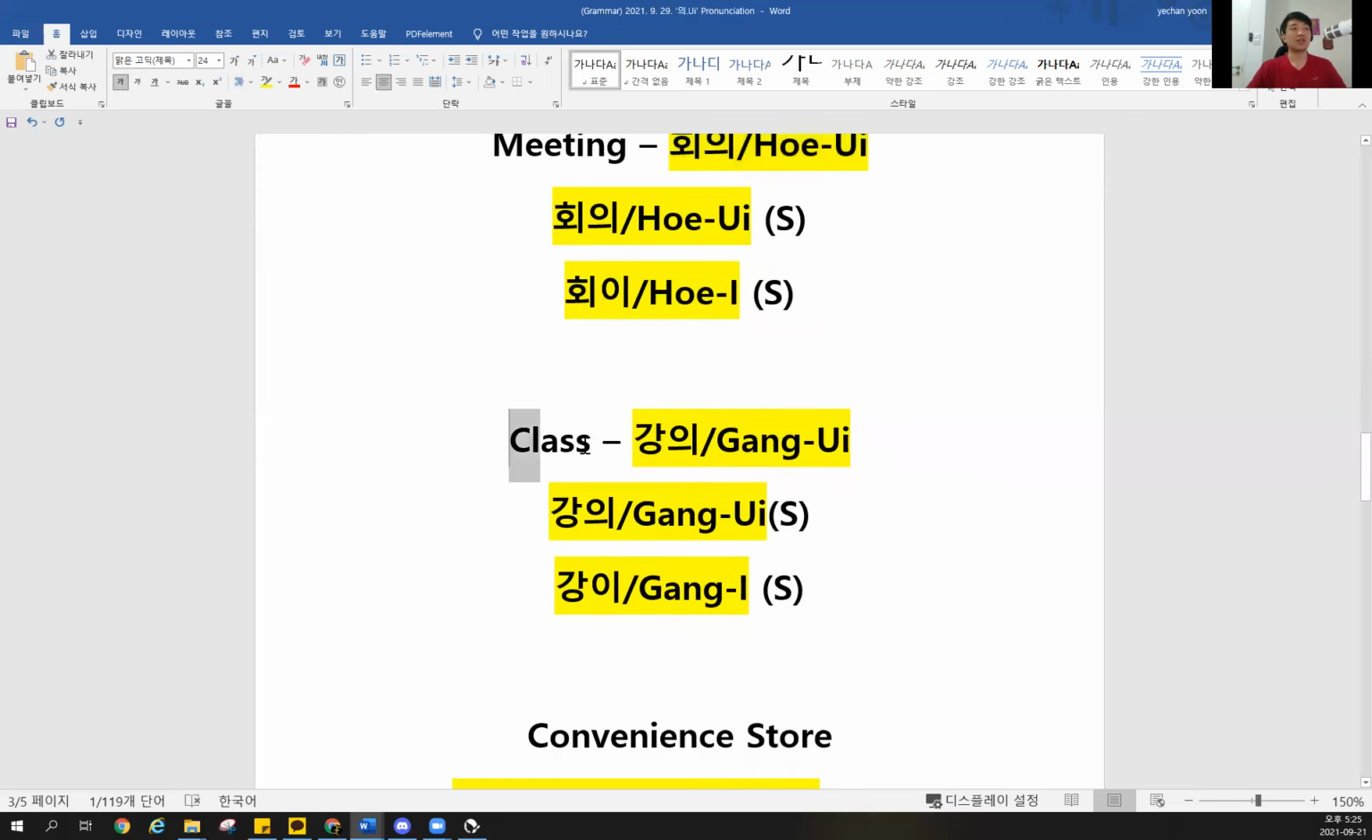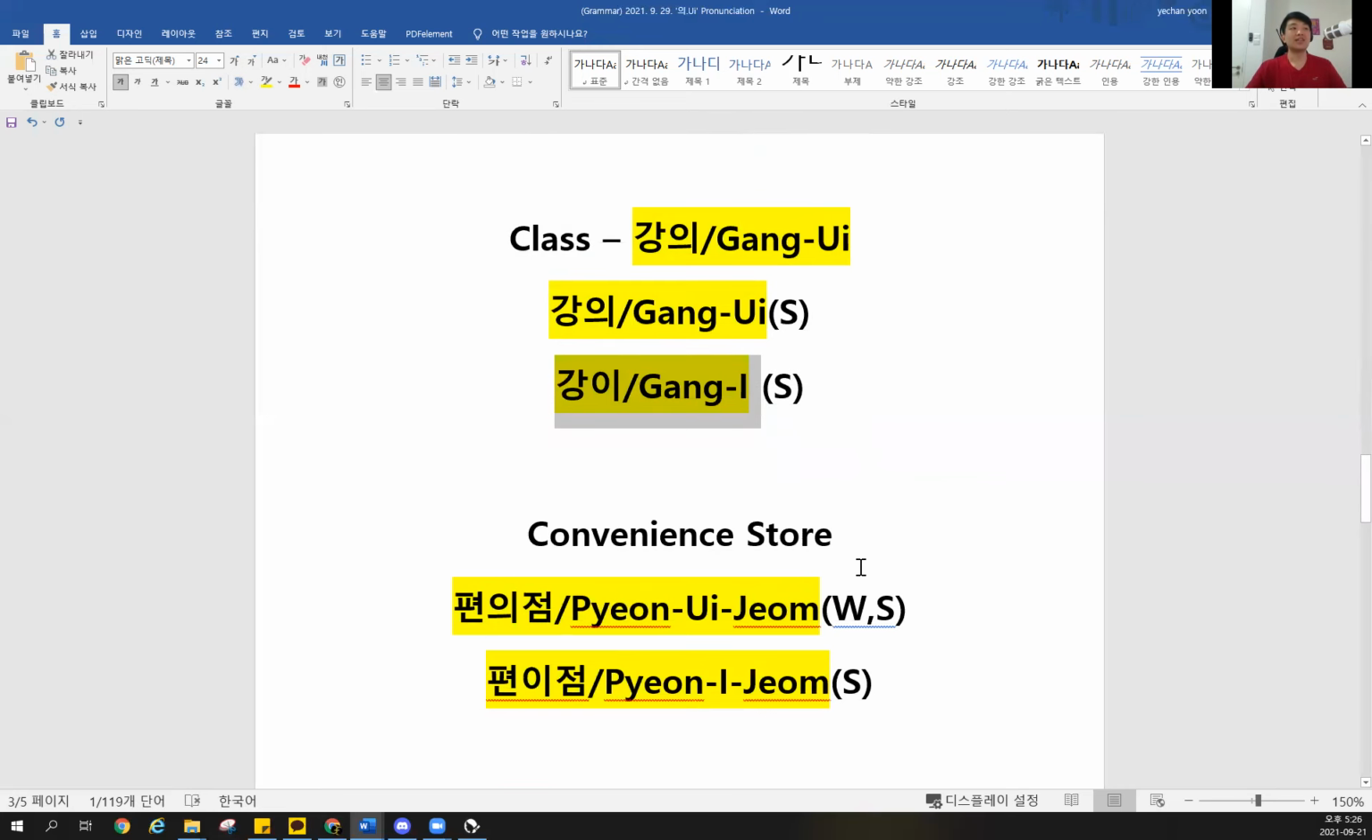This is another one. Class, like a Korean class, you can say 한국어 강의. But as I told you, you can use both pronunciations, which is 강의 or 강의.